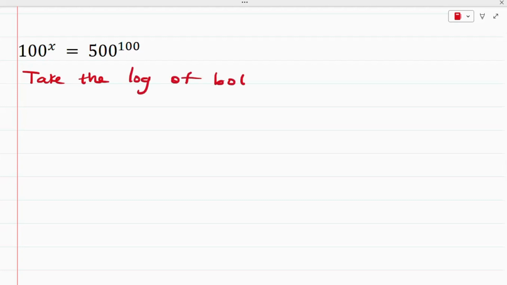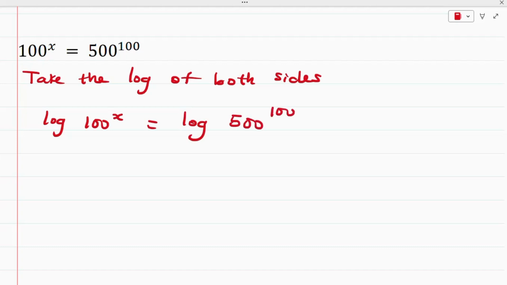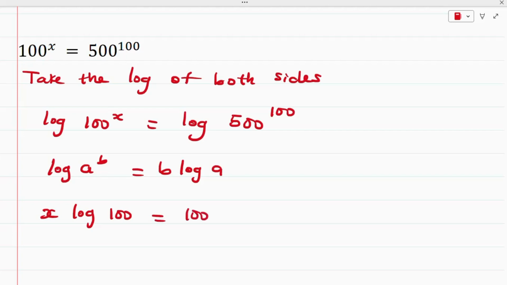So taking the log of both sides, we have log 100 raised to the power of x is equal to log 500 raised to the power of 100. Now applying the logarithmic property that states that log a raised to the power of b is equal to b log a, this is going to become x log 100 is equal to 100 log 500.